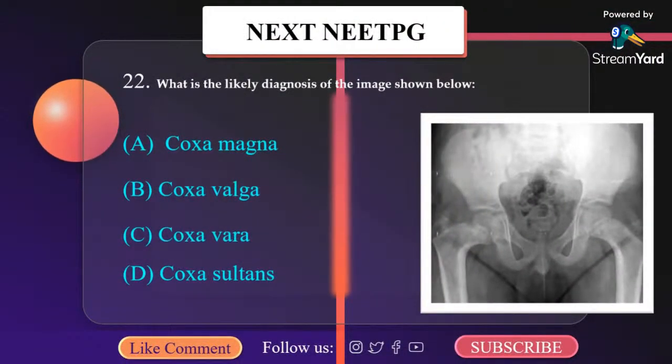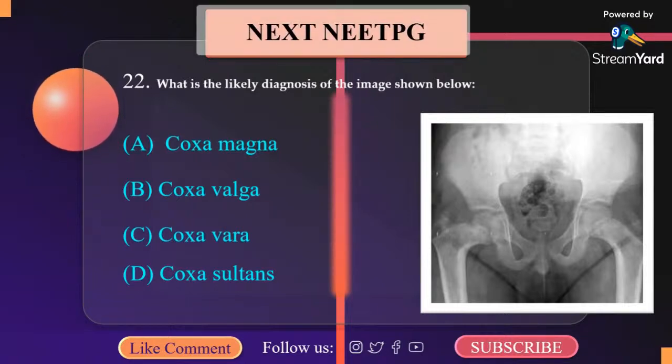What is the likely diagnosis of the image shown below? Coxa magna, coxa valga, coxa vara, coxa saltans. It is coxa vara.